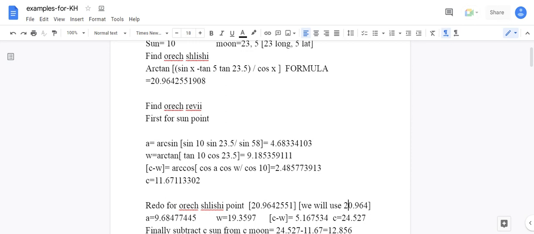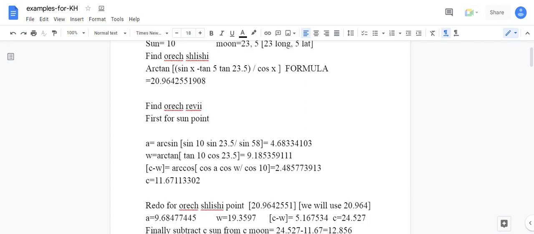12.856 times 4 is 51.42. That's how many minutes it takes for the portion of the ecliptic, 10 degrees, till 20.964. Okay, now we have Orach Revi. I think this part, in my opinion, is where you can get the most mistakes or the most confusion. So practice on this part.